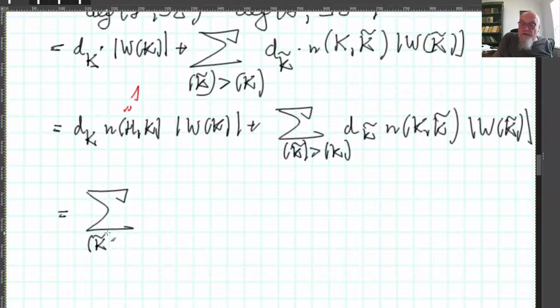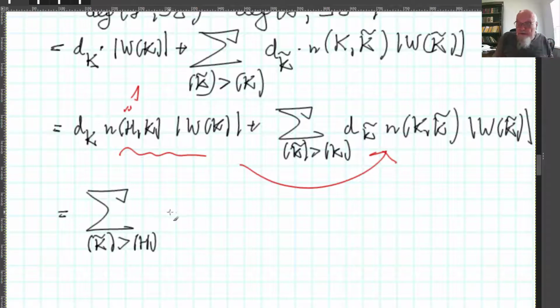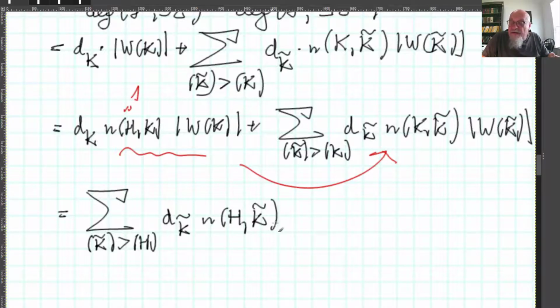And it is now easy to remark that basically this is the same as to write the set of all k tilde larger than, not k, but I write here h, because we have here an additional one that we can add to this summation. So this is this term, put it here, and we can write it down. So this will be again dk, so it will be one more, and this will be nh, k, and the same thing, h, k tilde, w, k tilde.